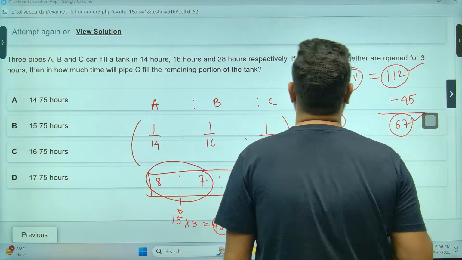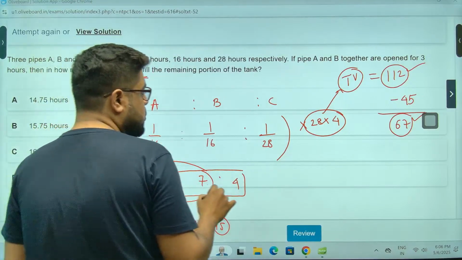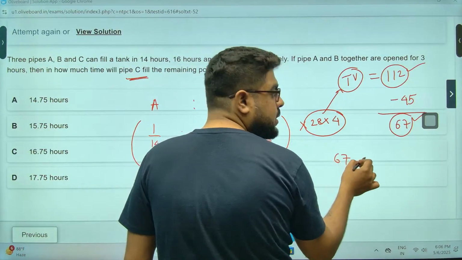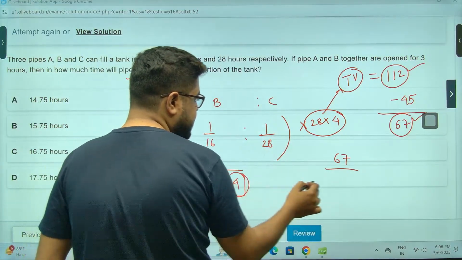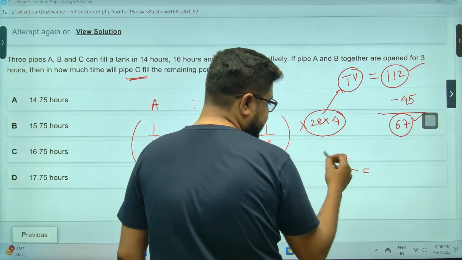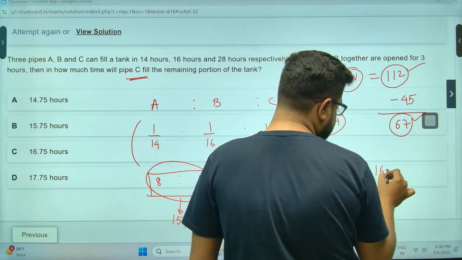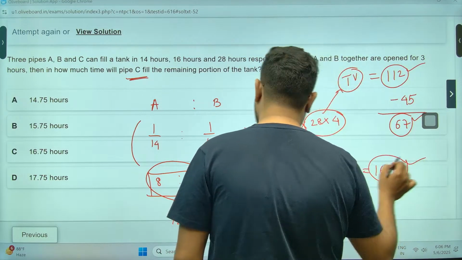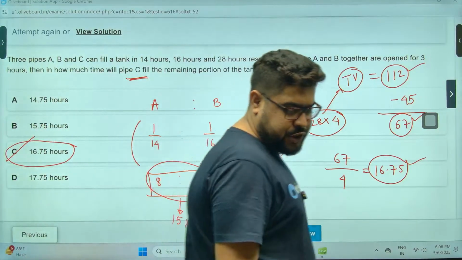This 67 liters will be filled by whom? It will be filled by pipe C. So how much time will they take, sir? The total volume by the efficiency of C, that is 4. So 67 by 4 is 16.75 hours will be the answer. Option C is the answer.